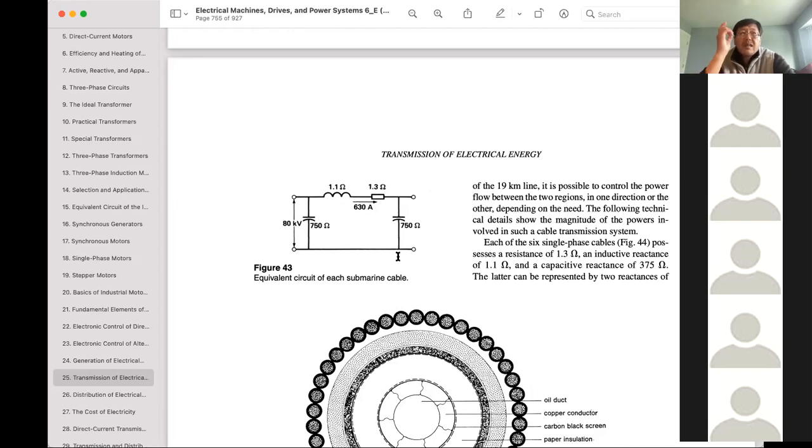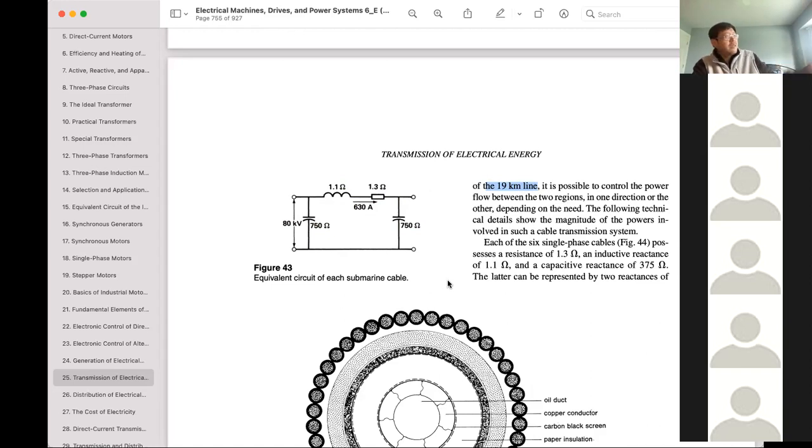So underground cable or underwater cable can only be used for a few miles. Anything longer than a few miles, in this case, is about 10 miles. So less than 10 miles or about 10 miles. The longer, the more loss. That's the maximum distance it can deliver for underground.